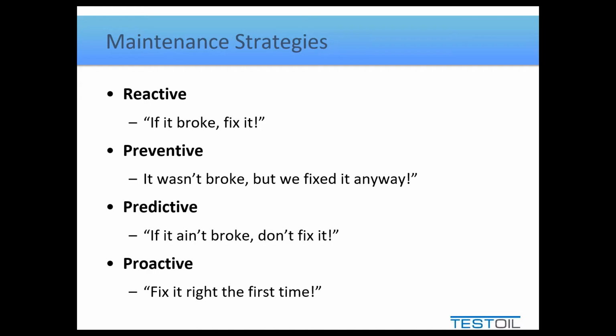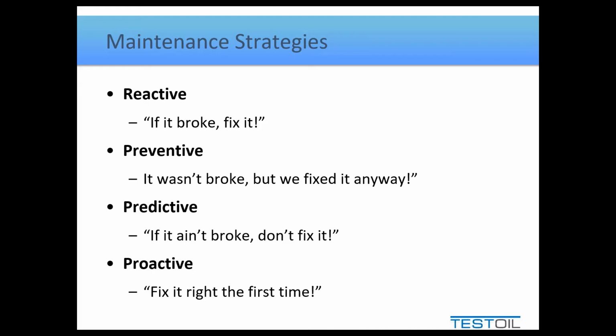And if it's not broken, you don't fix it. But if it's about to break, you will fix it. And proactive is the trickier one there. Proactive is doing something in advance. Now, how is that not being predictive or preventive? Proactive is learning from a failure and fixing it going forward so that it never fails the same way twice, right? It's the fix it right the first time kind of mentality.